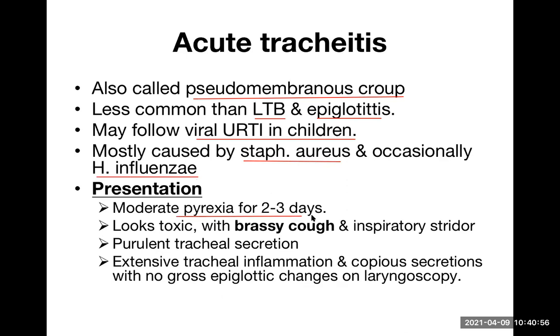Now, look at the presentation of this child. There is moderate pyrexia for 2 to 3 days, or the fever may be high grade also, it depends on the bacteria. The child looks toxic or sick with a brassy type of cough. This is brassy cough, a type of cough which is explained in the literature. And the child has inspiratory stridor or biphasic stridor as well. Purulent tracheal secretions are common. If we aspirate the airway, then the secretion mixed with pus would come out, and we can send that for Gram stain and culture.